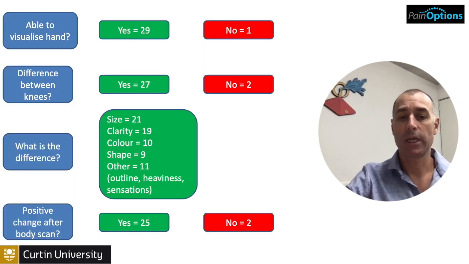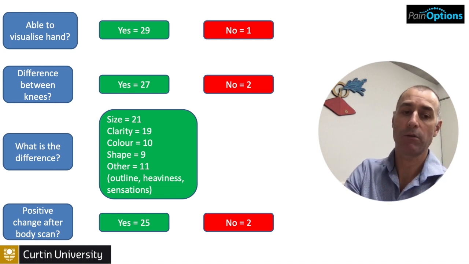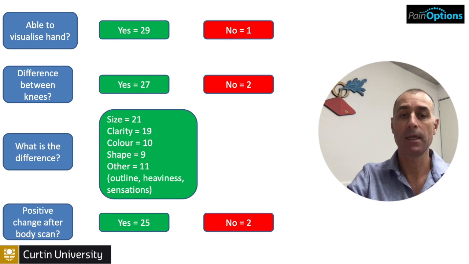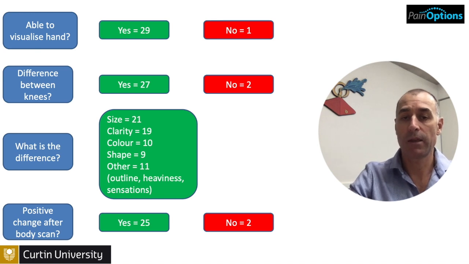We did this research out of Curtin University a couple of years ago where we took people following ACL reconstruction and we asked them could they do this body scan. So out of 30 people, 29 could visualise their hand. So then of those 29, we got them to visualise both their knees, and 27 out of the 29 could detect a difference, either in size, clarity, colour, shape, or some other descriptors as well.